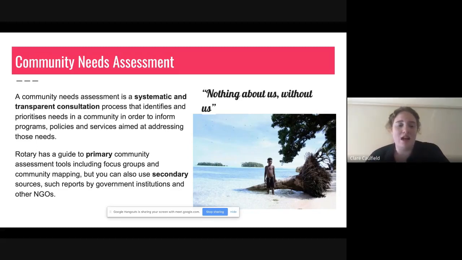As I mentioned before, Rotary International has a guide to finding primary information. Again, I'm a school teacher. We talk about primary sources versus secondary sources. So it's really great to be able to specifically ask members of the community that you're trying to help. But if you can't do that, maybe particularly for an Australian project like mental health, you could use secondary sources such as reports, census data, or reports issued by other non-government organisations. So for example, a mental health project might be informed by data that was collected by Beyond Blue. We really want to make sure that when we think we're addressing a need in a community, it's coming from an informed place.